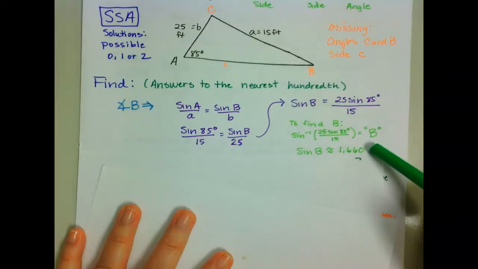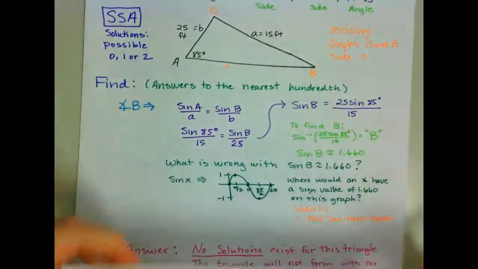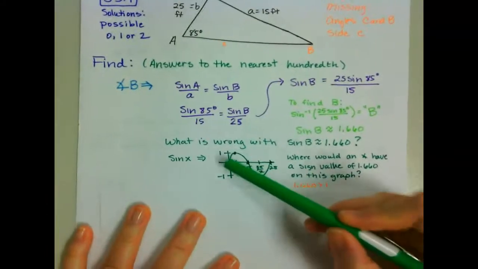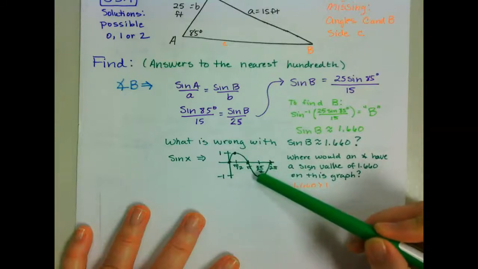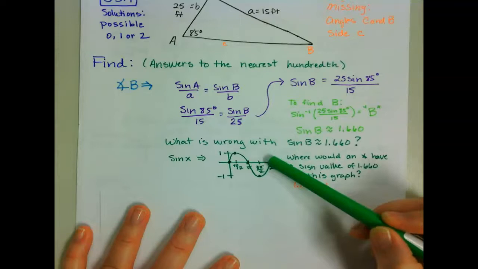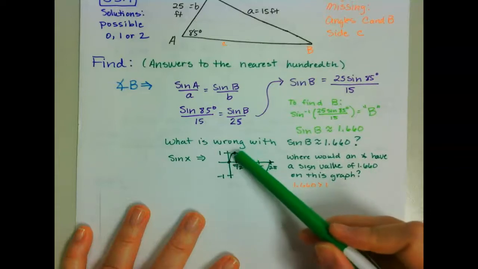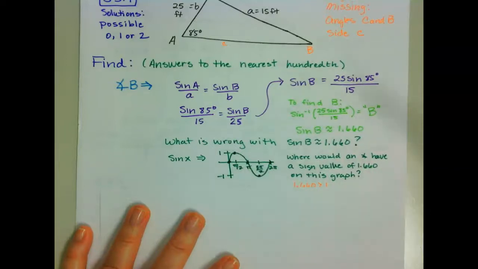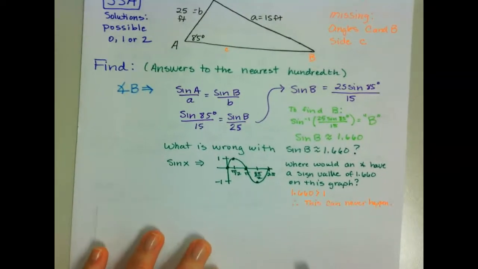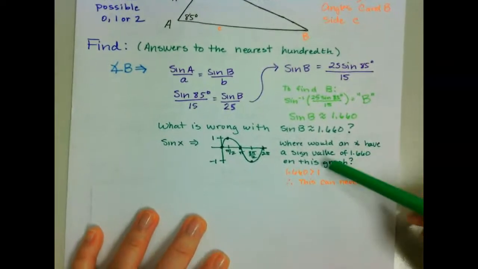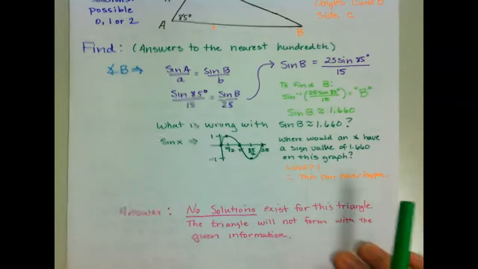Hopefully you see the problem with that, because if you remember the graph for sine, it starts at 0, is 1 at pi over 2, 0 at pi, -1 at 3 pi over 2, and 0 at 2 pi. But I'm asking for what angle has a sine value of 1.66. If as high as it gets is 1, how could I ever get above it and find a value for 1.66? I can't. Because 1.66 is greater than 1, this can never happen. So in essence, that means there is no solution.